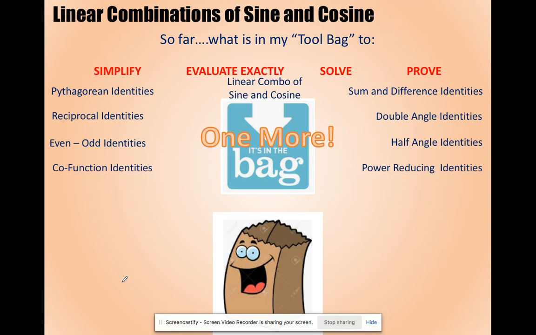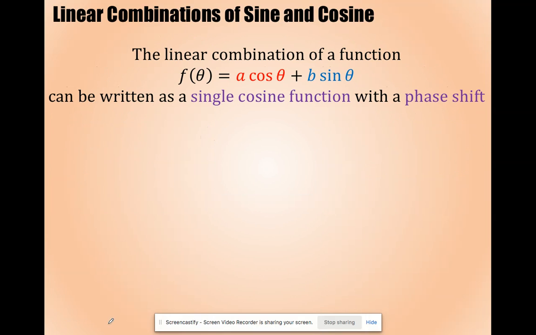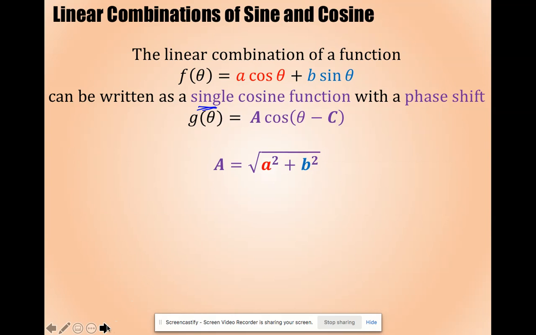So I now have one more tool in the bag. Linear combo of sine and cosine lets you collapse an expression with a sum into one term. So the linear combination of A cosine theta plus B sine theta can be written as a single cosine function with a phase shift of C and an amplitude of A. And how you find A is Pythagoras, and how you find C is inverse tangent.